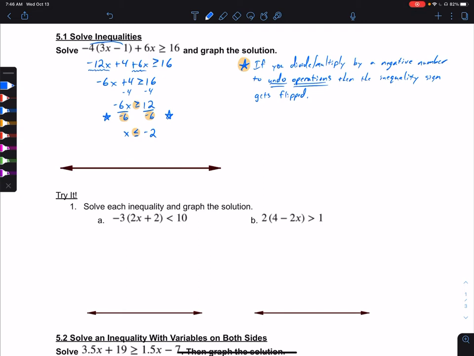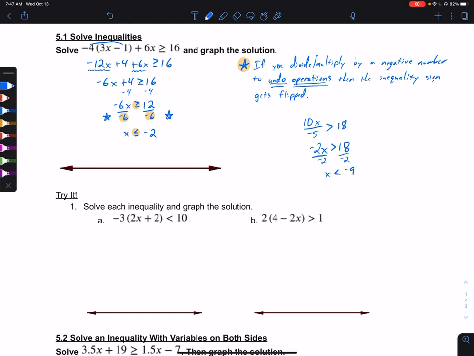If you had something like 10x over negative 5 is greater than 18, it doesn't need to work out very nicely. Here, I'm not undoing operations by dividing that negative 5. So I would do 10 divided by negative 5. I would get negative 2x. However, since I'm not undoing anything, my inequality sign would stay the same. It would not change. But in my next step, when I divide by this negative 2, since I'm now undoing operations, the inequality sign would flip.